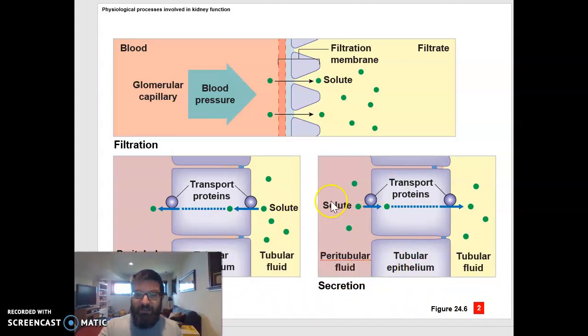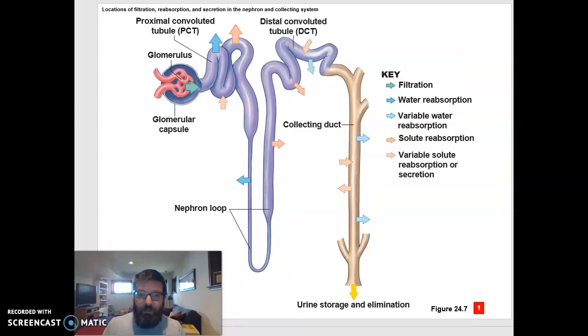Secretion is when we take things that did not leave the blood during filtration. They were too big, and we pump them out into the tubular fluid. And these are often things that are like metabolic wastes or poisons, or things that are toxic, or drugs or medications that you may have been taking. Filtration is going to happen exclusively here at the renal corpuscle, right, between the glomerulus and the glomerular capsule. That's the only place that filtration occurs.